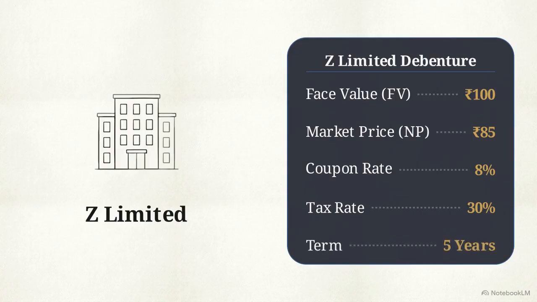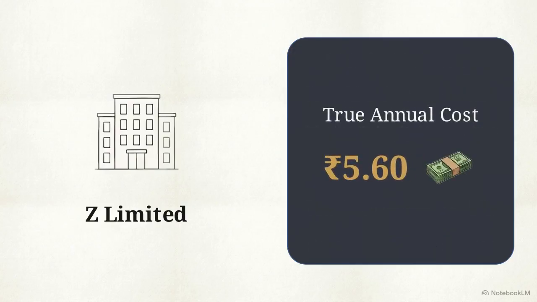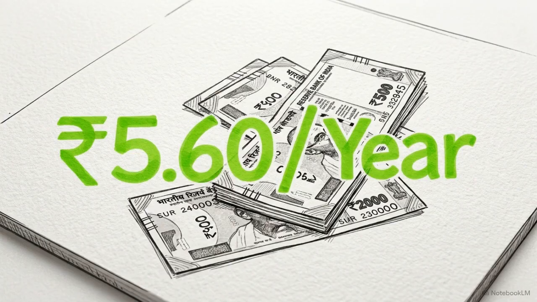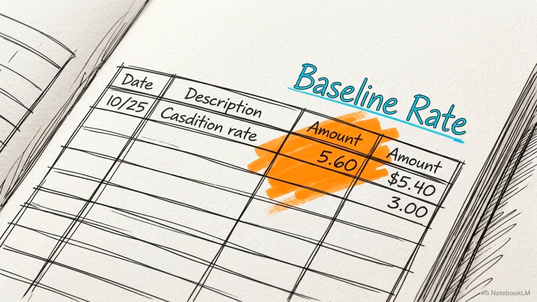Because corporate debt interest is tax-deductible, that 8% coupon rate overstates the actual cost. We multiply the 8 rupee interest by 1 minus the 30% tax rate, bringing the true annual cost down to 5 rupees and 60 paise. That 5.60 is the exact out-of-pocket cash the company pays per debenture every year. We use this post-tax interest as our baseline to calculate everything else.